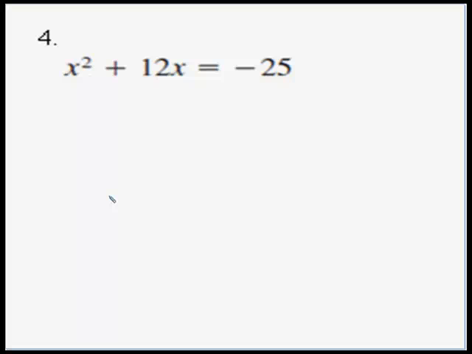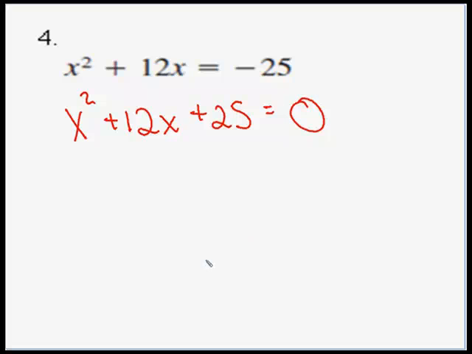Let's see here, number 4. X squared plus 12x equals negative 25. Of course, the first thing I want to do is get everything on one side, so I'll add 25 to both sides. And I could, think about this. Okay, x squared has to be x and x. The factors of 25 would be 5 and 5, or 1 and 25. And there's no way we're getting that middle term of 12x.